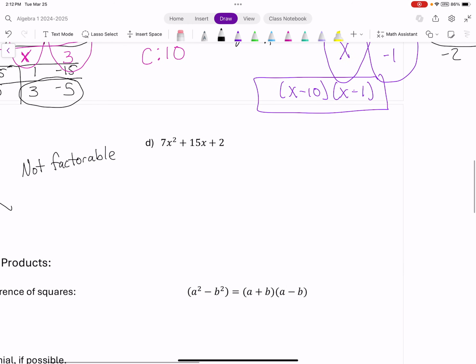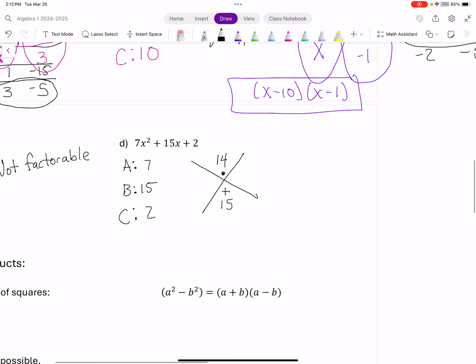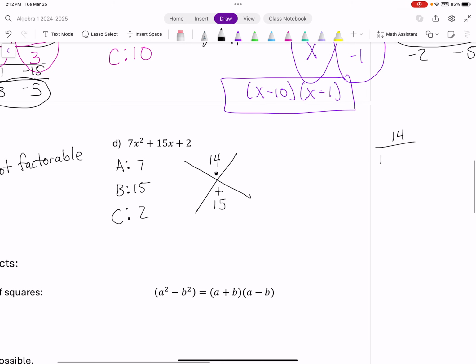Okay. Letter D, same process. Our a here is a 7 this time. Our b is 15, and c is 2. Okay, so on the x, we're going to multiply a times c. So 7 times 2 is 14. And we're going to add to b, which is 15. Okay, so factors of 14, or what I would multiply to get 14, are 1 and 14, 2 and 7. So the ones that add to positive 15 would be a positive 1 and a positive 14.